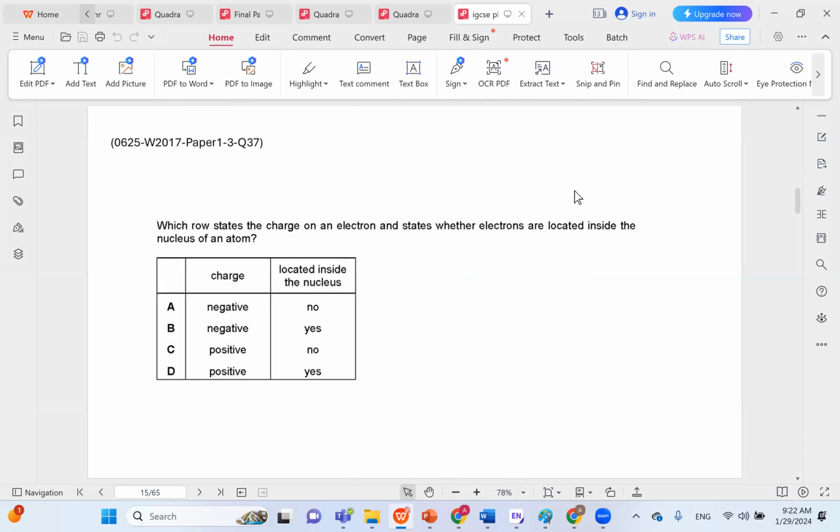Which row states the charge on an electron and states whether electrons are located inside the nucleus of an atom? So they're definitely not located inside, because we said we have a nucleus and we have electrons outside it orbiting around it. And of course, the charge is negative, not positive. So A would be the correct choice here. The charge is negative and they are not located inside the nucleus. So A would be the correct choice for this question.